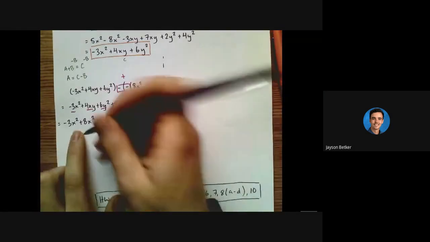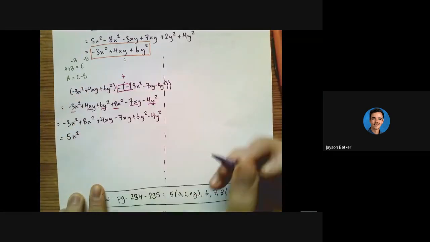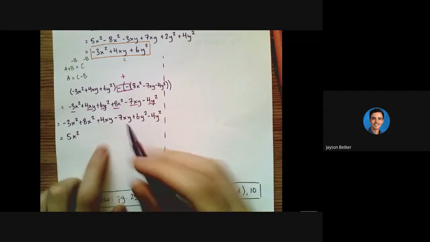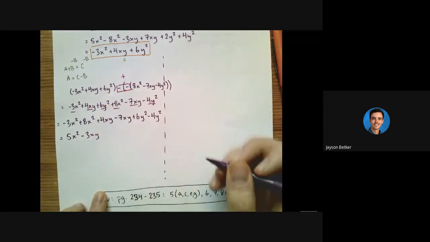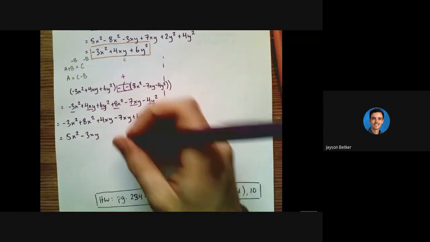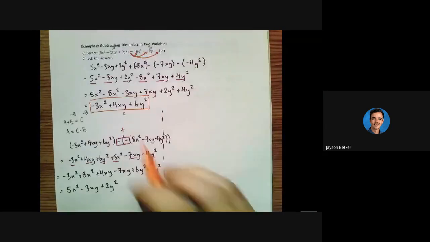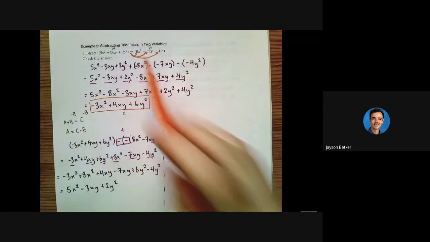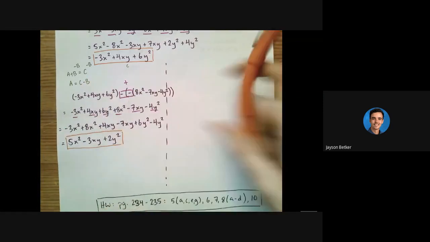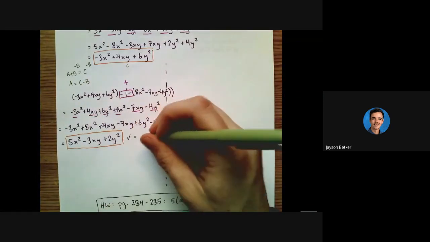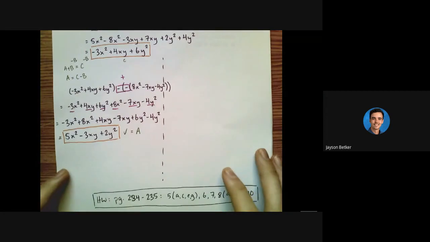Let's double check. Negative 3 plus 5 should give me 5x squared. So far, so good. Plus 4 minus 7 should be negative 3xy. And then plus 6 minus 4 should be plus 2y squared. And there you have it. 5x squared minus 3xy plus 2y squared is the same as our A. So we have successfully checked our answer. That is equal to what we said was A. So that's one way to check your answer, okay?